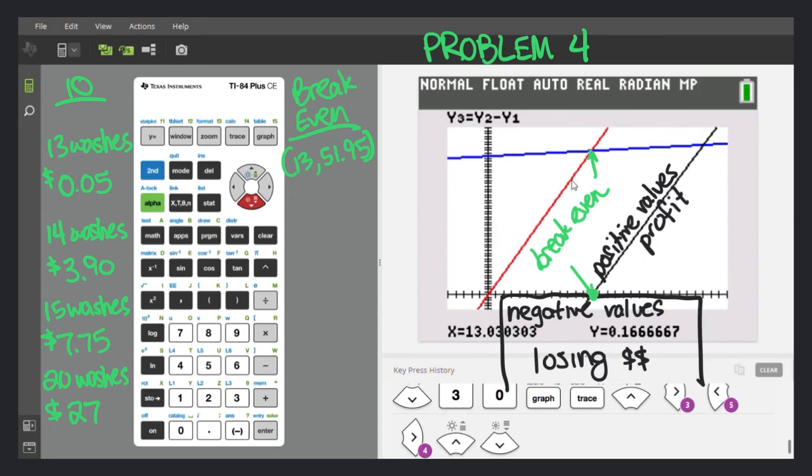And then explain what you know about points that lie on the graph above the horizontal axis. So we kind of talked about that. How would you phrase that? Making money. We're making money over here. It's pretty great. Making money washing dogs.